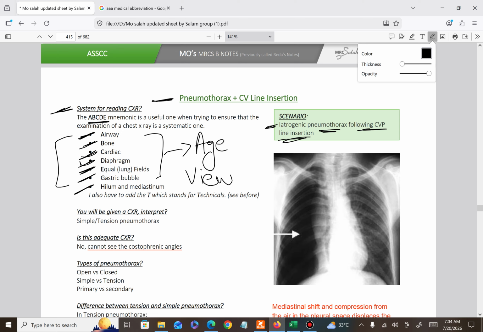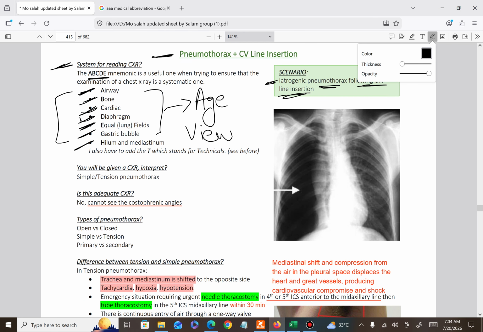Okay, so this is how we will read the X-ray. You will be given a chest X-ray to interpret. Okay, so this is a chest X-ray. You can see this is the X-ray of the mediastinum. Okay, pneumothorax. You can see the shift in mediastinum.